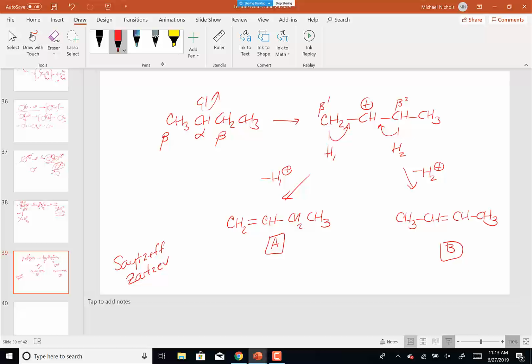But Zaitsev actually did a whole bunch of elimination reactions, and what he found was that every time he did the reaction, he got the more substituted product. And so it became the Zaitsev rule. The Zaitsev rule is that the more substituted product is the major product of the reaction. Now, what do I mean by that?